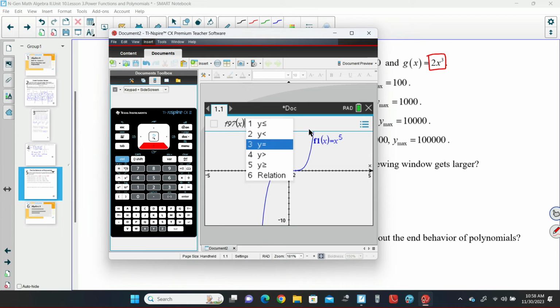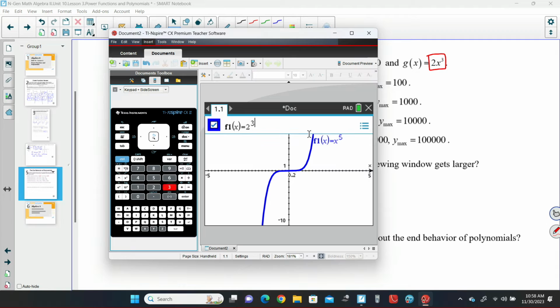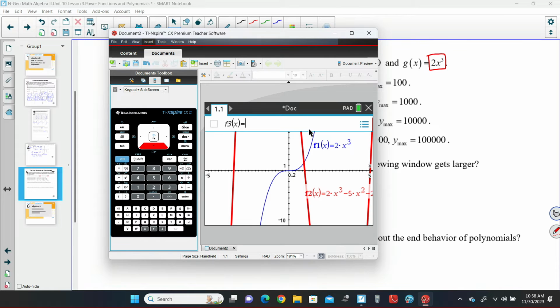Sometimes this particular emulator misbehaves. Let's go. So we've got 2x to the third. That's not 2x to the third. That is 2x to the third. And great. And now I want 2x to the third minus 5x squared minus 29x plus 30. Okay, don't worry about that.